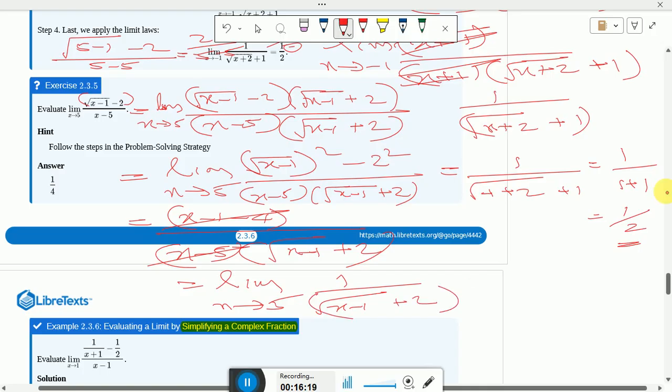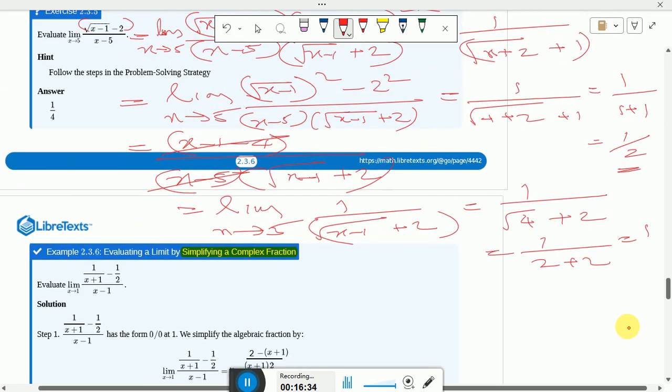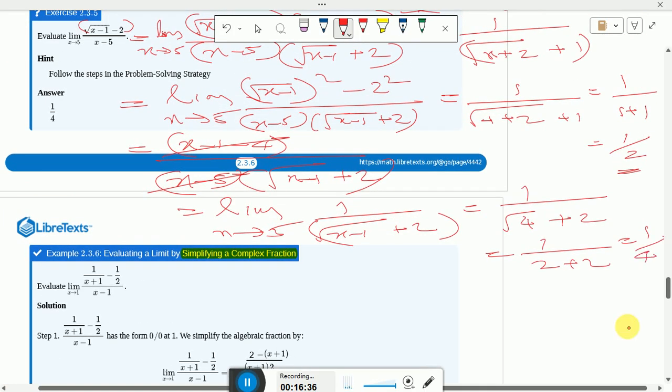So now what will happen? If I put 5 for x, 5 minus 1 is 4, square root of 4 plus 2. So 1 over square root of 4 means 2 plus 2, so 1 over 4. So the answer is 1 over 4. This is the answer they are giving. This is the second technique.